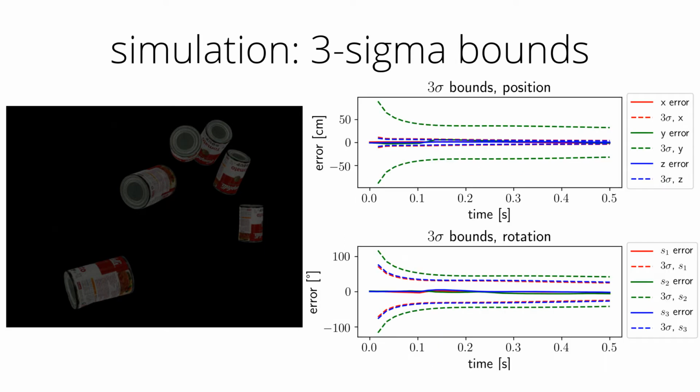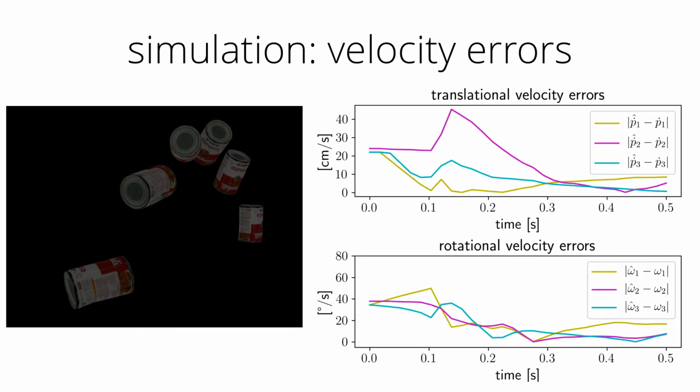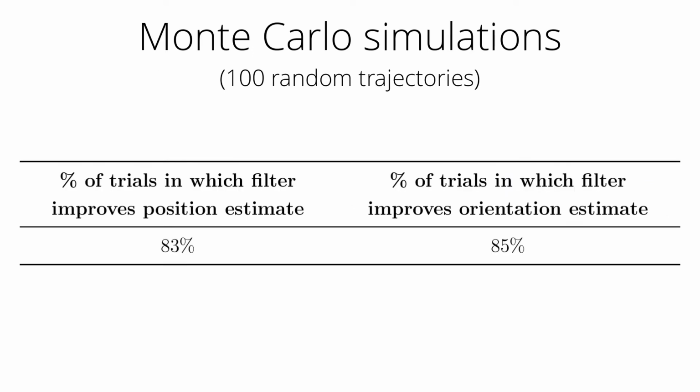We can also plot the 3 sigma bounds as determined by the filter. And the filter not just gives us an estimate of position and orientation, but translational and angular velocity as well, and so we can plot those too. And so that was just for one trajectory.